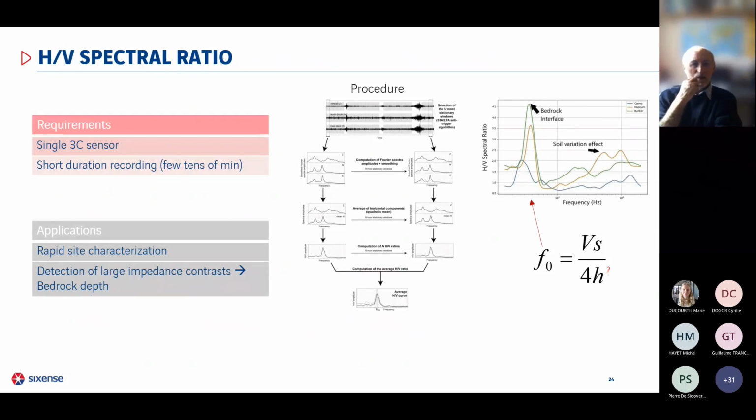So again, the aim is not to describe in detail each method and its theory, but to present it briefly and focus on the differences between these different methods.